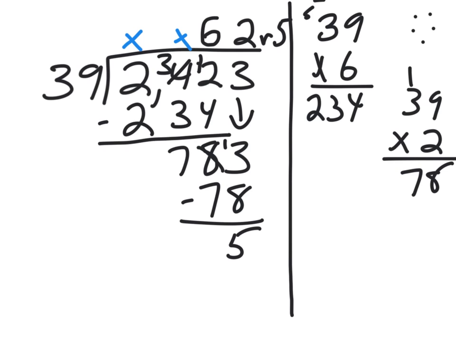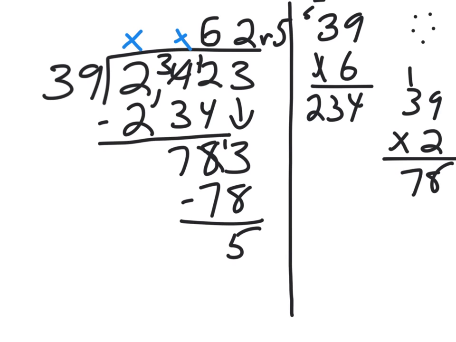Remainder 5. Okay, by rounding 39 to 40, I was able to get close enough to then do the multiplication on the side to see what fits. Okay, the division steps don't change. It's still divide, multiply, subtract, check, and bring down.